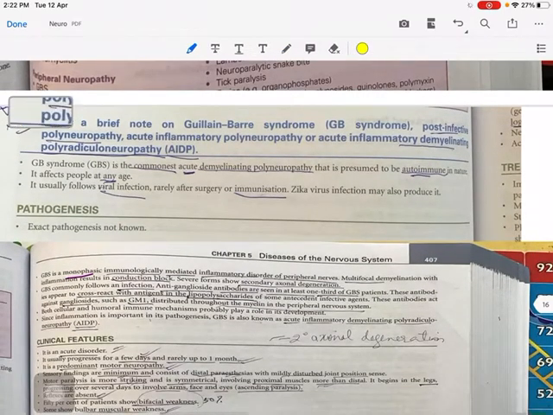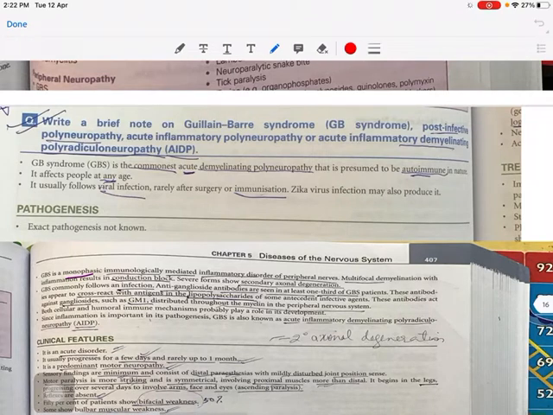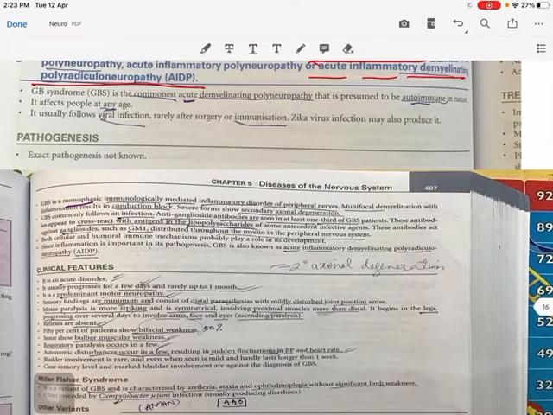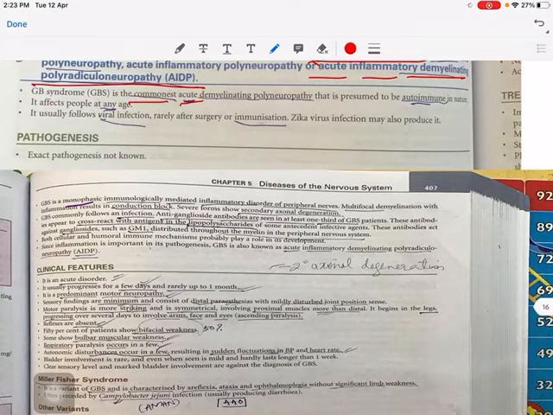Then we talk about a very important disease that mostly shows up in the exam, that is Guillain-Barre syndrome. It is also known as acute inflammatory demyelinating polyradiculoneuropathy. Okay, so it is the commonest acute demyelinating polyneuropathy. It is presumed to be autoimmune in nature and affects any age.